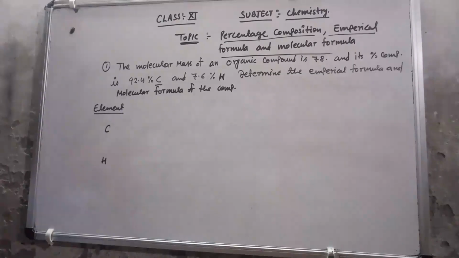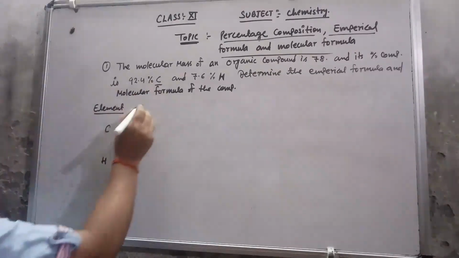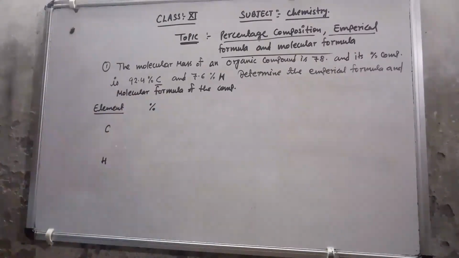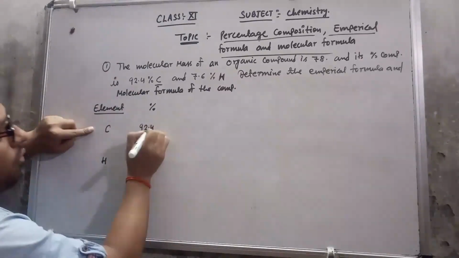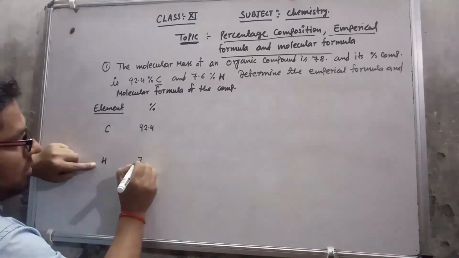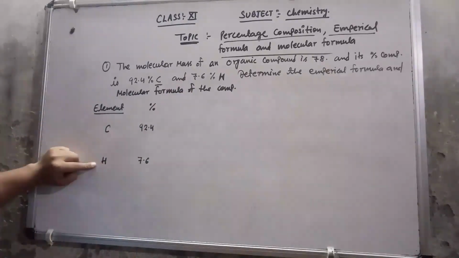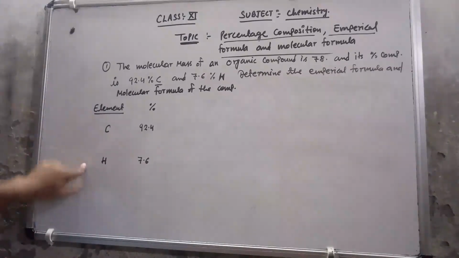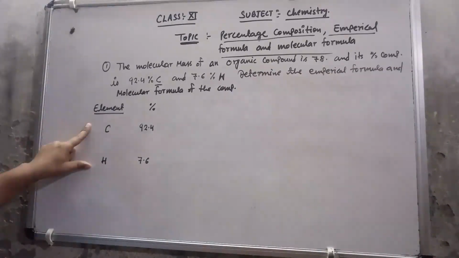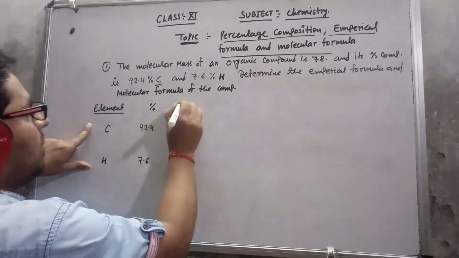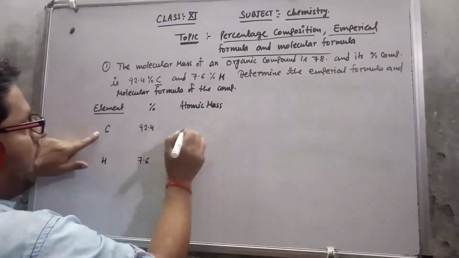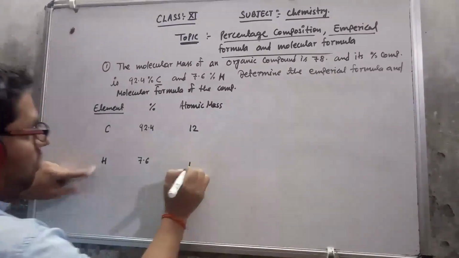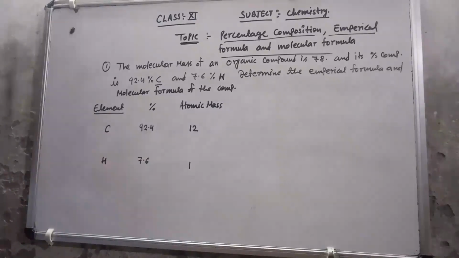After that we have to write the percentage composition given for the particular element. The percentage of carbon given to us is 92.4. For hydrogen it is 7.6. After that we have to write the atomic mass of the particular element. Atomic mass of carbon we know is 12 and hydrogen is 1. Now we want to find the number of moles.